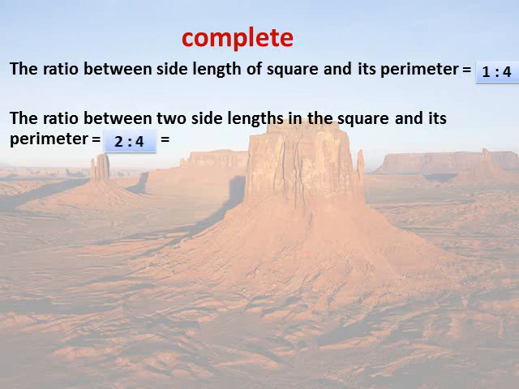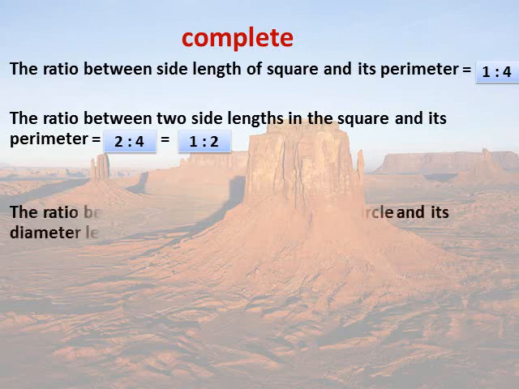Okay. 2 to 4 is not the simplest form of the ratio, so we can divide the two terms by 2. 2 divided by 2 equals 1. 4 divided by 2 equals 2. So the ratio between two side lengths in the square and its perimeter equals 1 to 2. Two sides and 4 sides: the 2 equals half of the 4. If 2 equals 1, then 4 equals 2. So 1 to 2 equals half.